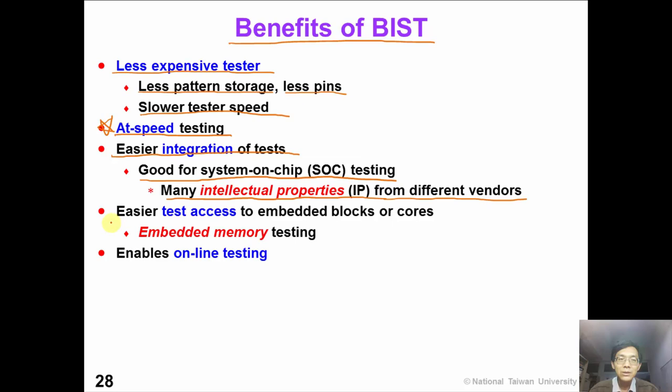The fourth advantage is that we can have easier access to embedded blocks or cores. For example, if we want to test embedded memory, we will need BIST. Otherwise, we don't have so many pins to test the memory. And eventually, BIST enables online testing. With so many advantages, BIST is a very popular test technique.